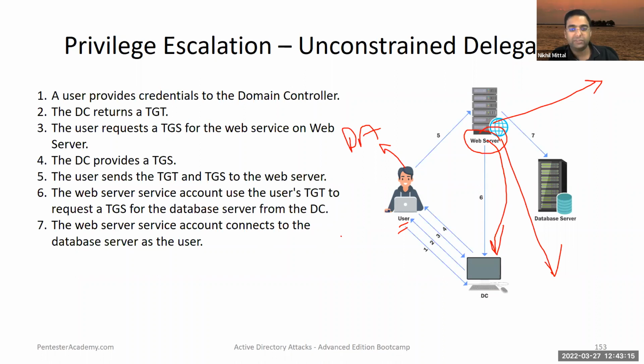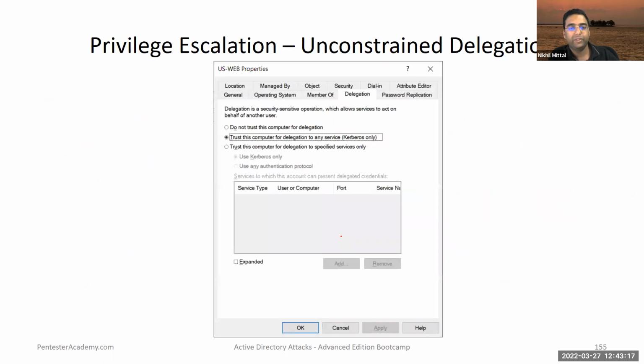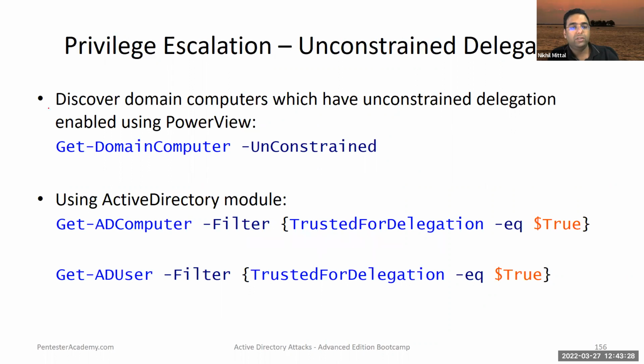All right. How do we abuse unconstrained delegation? This is how you set it up, unconstrained delegation. What does it look like? How do you enumerate? Using PowerView, you can use this command. Using the AD module, you can use these commands. Usually there is no need to enumerate users, but if you want, you can.